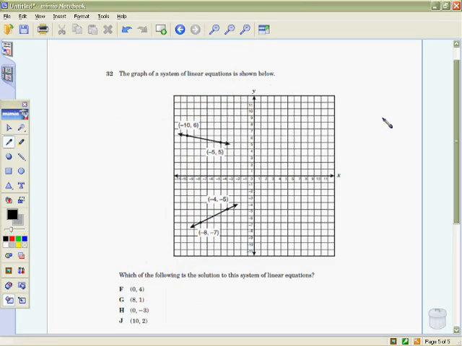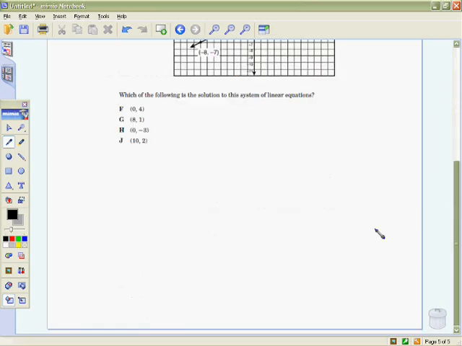Okay, number 32. The graph of a system of linear equations is shown below. Which of the following is the solution to the system of linear equations? Before I answer this problem, this is going to be a fairly simple problem, as long as you understand a couple of things. When you have a system of equations, you can have two lines that intersect because each equation represents a line. And where those two lines intersect represents one solution.